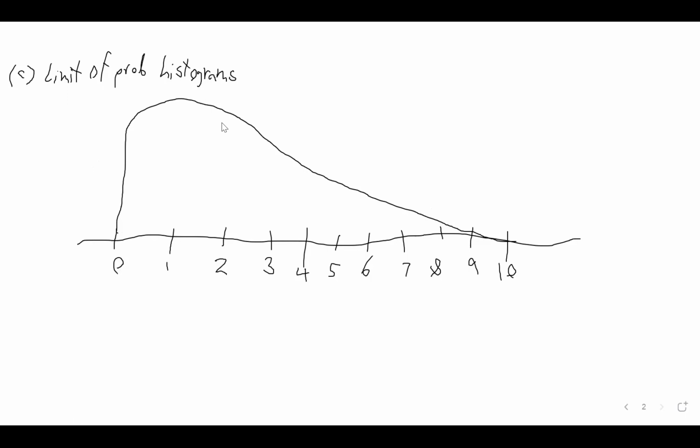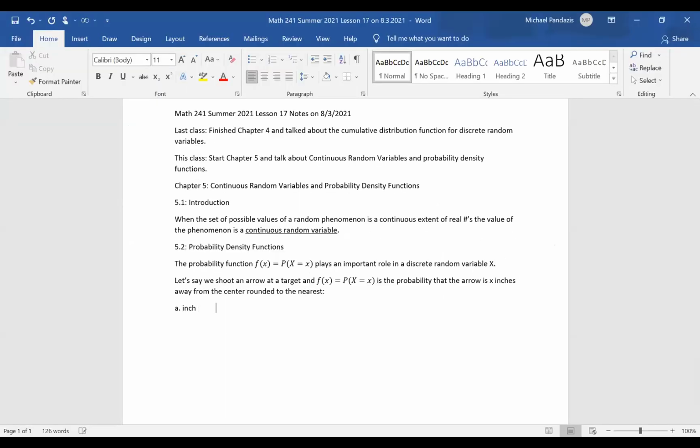Let's go back to the word. Oops, that was the last. Here we go. Okay, so A, B is half inch, and C is the limit of probability histograms, okay? And so all three are illustrated on the whiteboard. All three above are illustrated on the whiteboard.